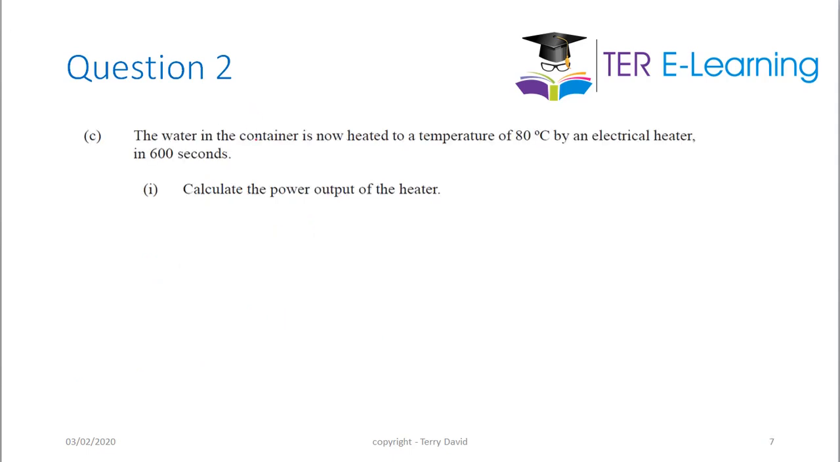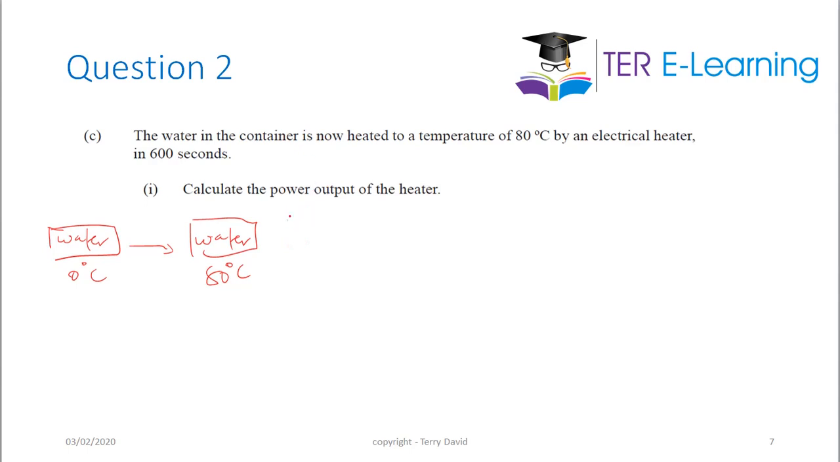Now, part C. They said the water in the container is now heated to a temperature of 80 degrees by an electrical heater in 600 seconds. Calculate the power output of the heater. So we had water at 0 degrees Celsius, and we're increasing the temperature of the water to 80 degrees Celsius. So the first thing we need to do is find the amount of energy required to do that.